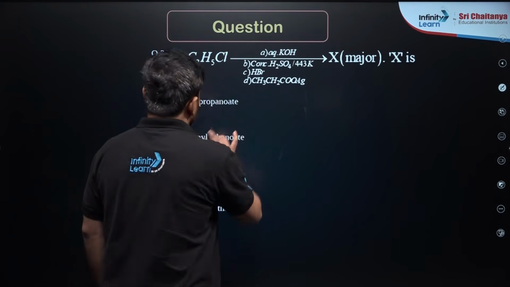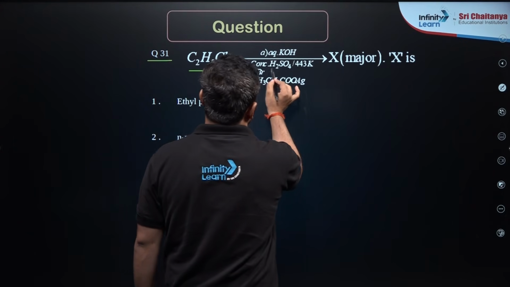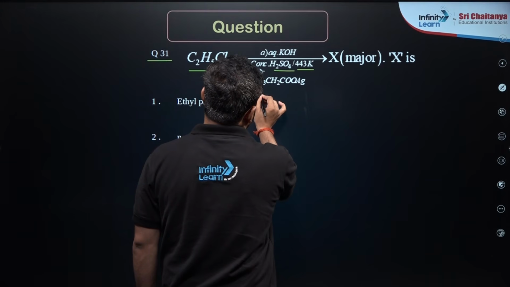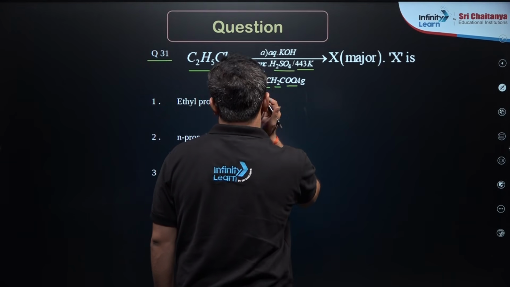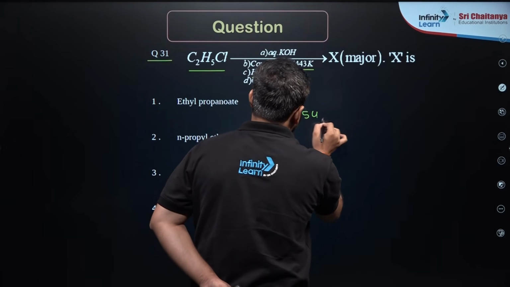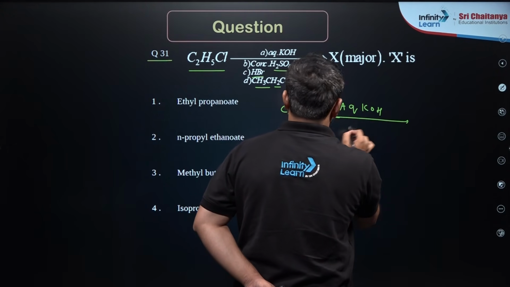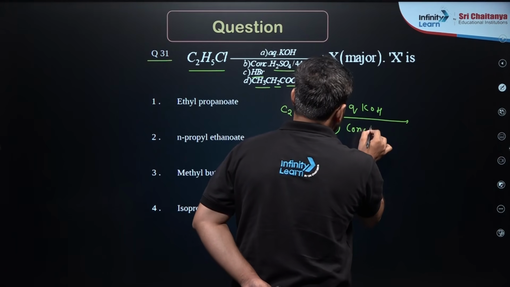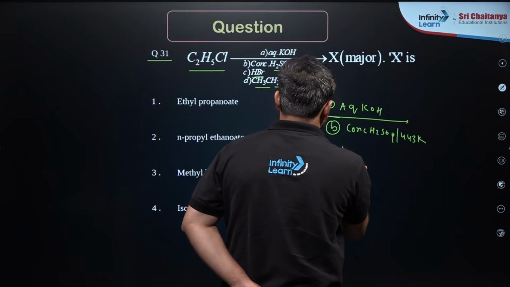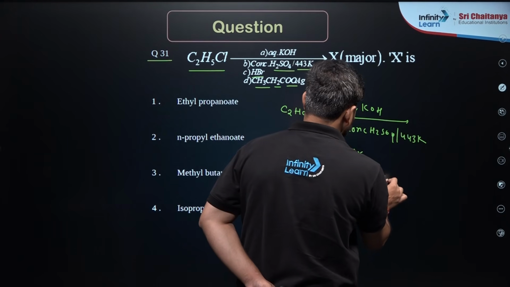Okay, in question number 31, C2H5Cl is given, aqueous KOH is given, second one concentrated sulfuric acid with heating is given, third one is HBr, and the fourth one is CH3CH2COOAg. So if we are treating this C2H5Cl with all the conditions, first we are treating with aqueous KOH, and second we are going to treat this with concentrated sulfuric acid at 443 Kelvin temperature, and HBr is given. And fourth, if we check, CH3CH2COOAg is given now.